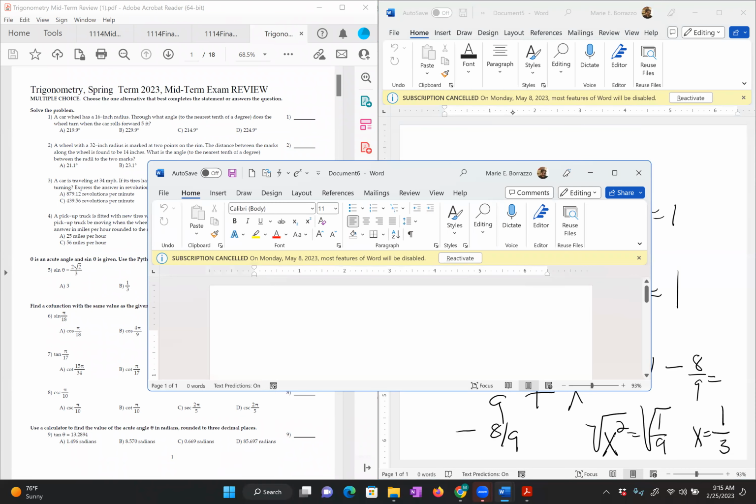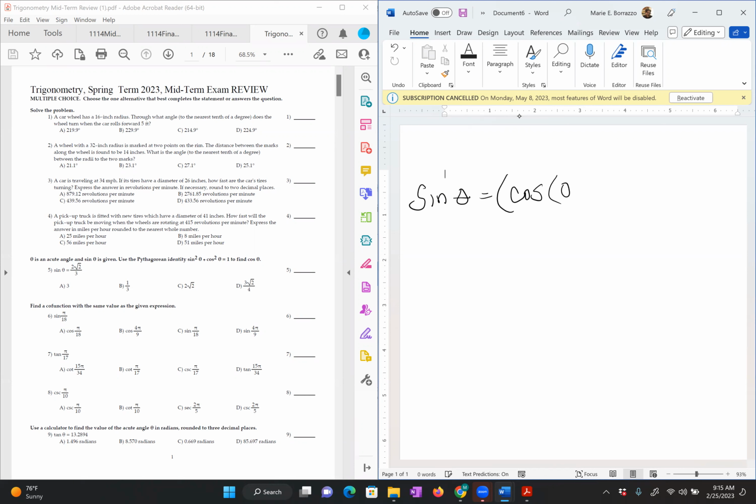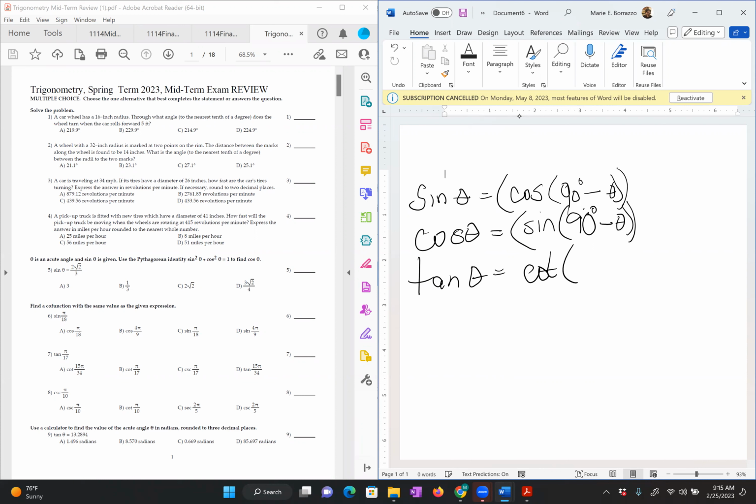Okay, the next set of questions are cofunction questions. So if you remember the cofunctions, we start with sine theta is equal to cosine of 90 degrees minus theta, or cosine theta. And remember, this is the type that they would ask you on the SAT. So cosine theta is equal to sine of 90 degrees minus theta. And if I have tan theta, that's equal to cotan of, again, 90 degrees minus theta.